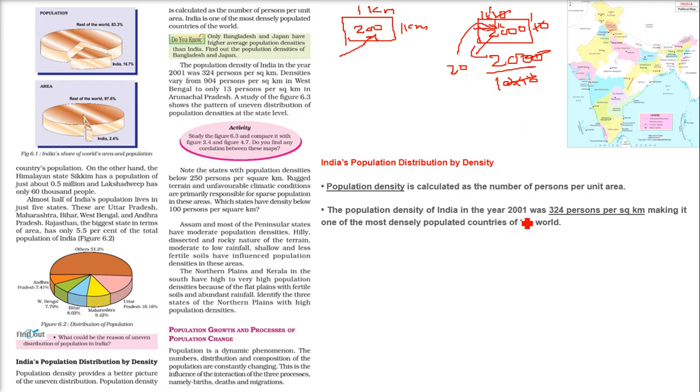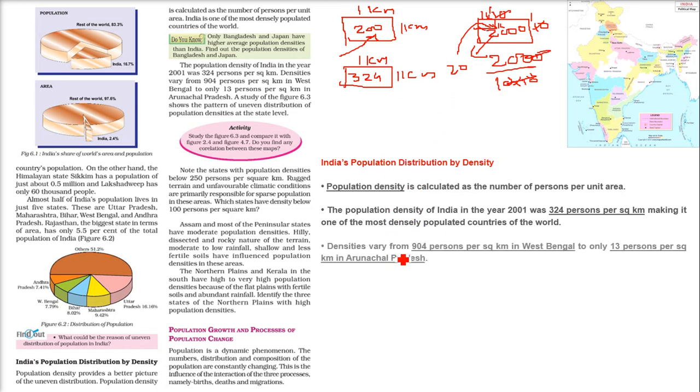So the population density of India in the year 2001 was 324 persons per square kilometer. That means if I take the whole country and take 1 kilometer by 1 kilometer, the people living there in 2001 were 324. So we are quite a densely populated country, and density varies from place to place.